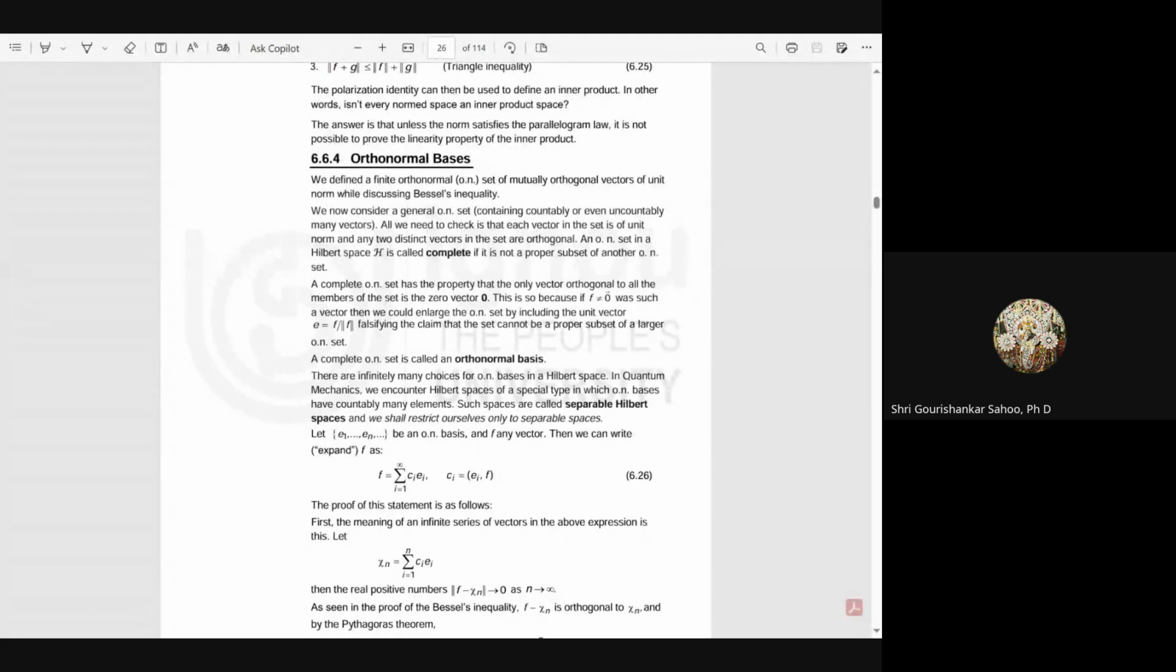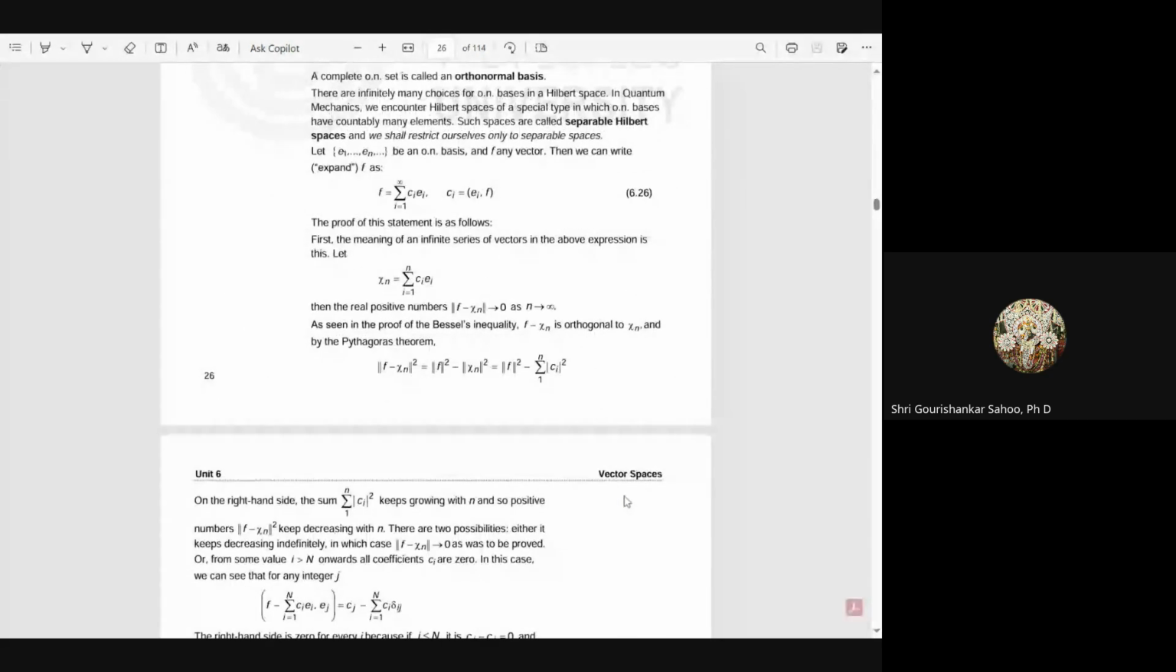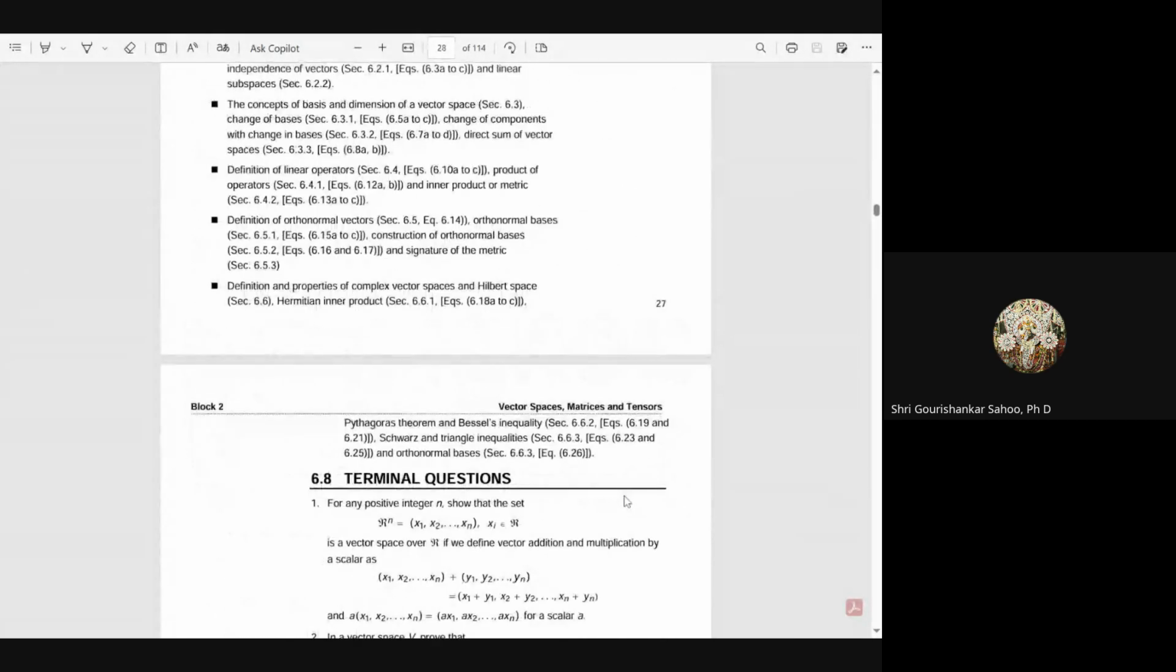Then orthonormal basis. A complete orthonormal set is called an orthonormal basis, and such subspaces are called separable Hilbert space, and you can have it on your screen.